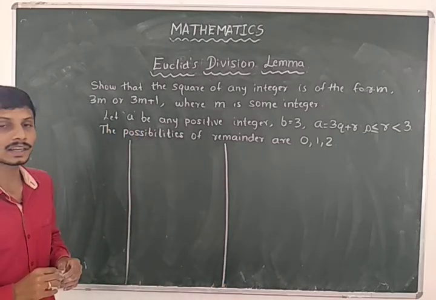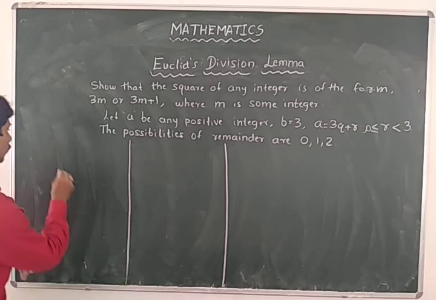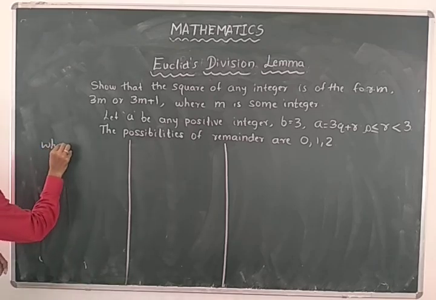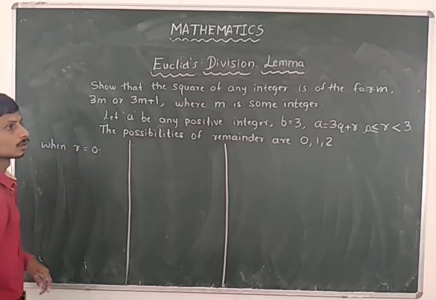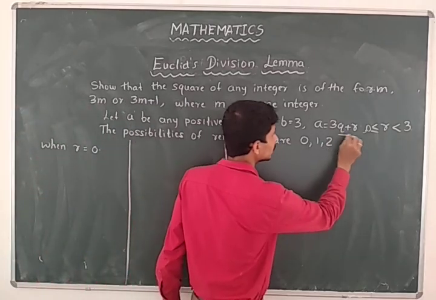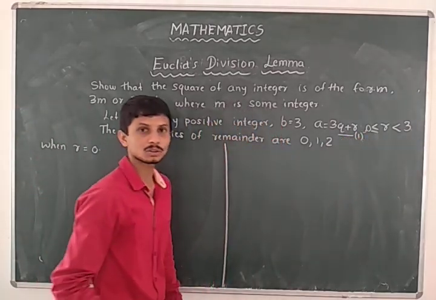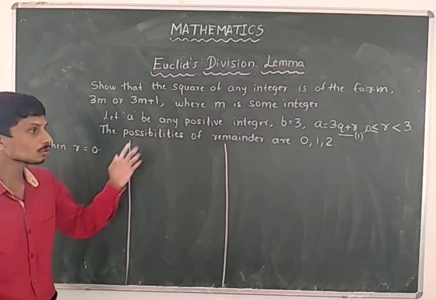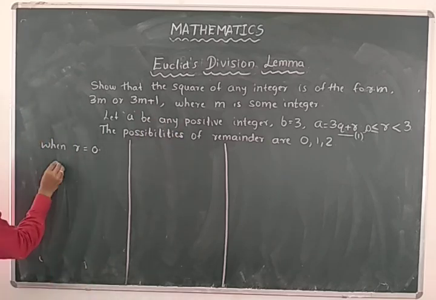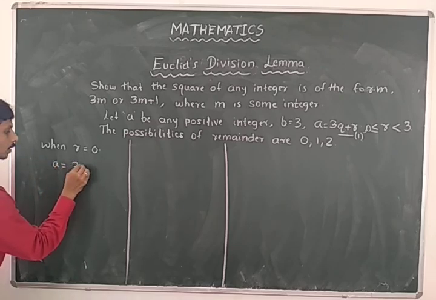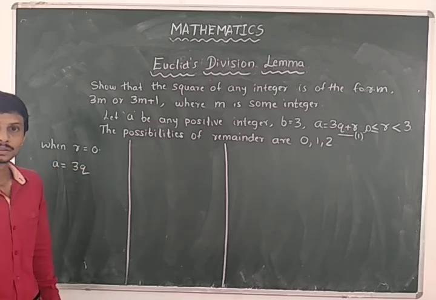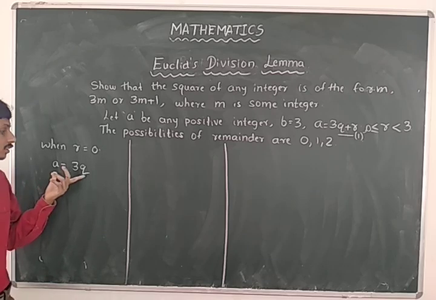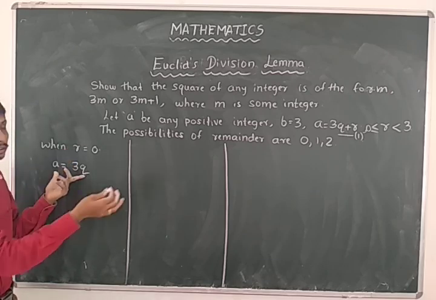So firstly I will take r is equal to 0. When r is equal to 0, what happens to equation 1? I will consider this as equation number 1: a is equal to 3q plus r. So when we insert r is equal to 0 in equation 1, a is equal to 3q. So we got here just a. a is any positive integer.